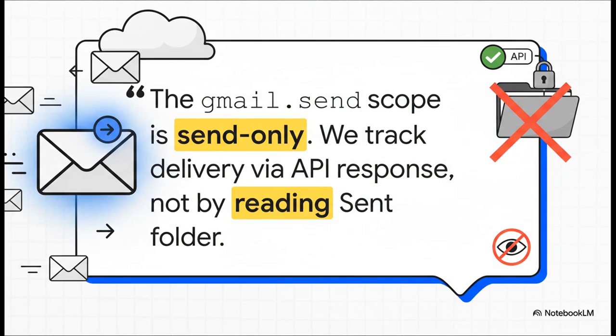I'm going to say that again because it is the cornerstone of this whole integration and our commitment to your privacy. The gmail.send scope is send only. We are functionally blind to the contents of your Gmail account. We confirm delivery only by the success or failure code the API gives us at the very moment of sending, not by going back and reading your sent folder.